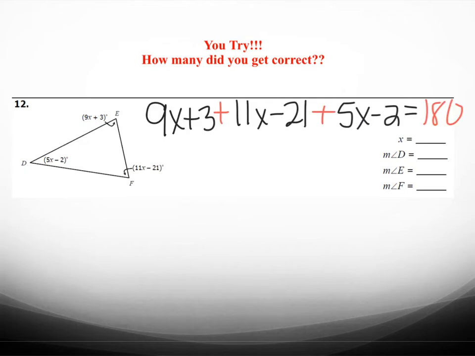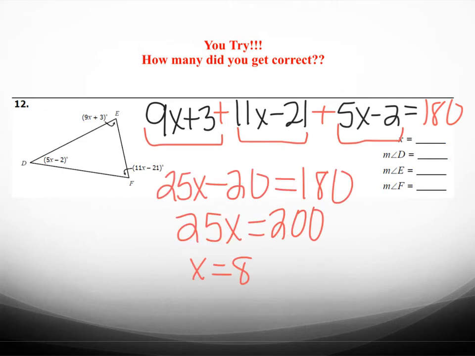So we start off by writing down each angle, and each angle here, take a look. This is one angle here, 9x plus 3. The other one is 11x minus 21, and the third one is 5x minus 2. What we're going to do is we're going to combine like terms, add our x's and our constants, and see what we can get to simplify this. Once we simplify and combine like terms, we get 25x is equal to 200. And then once we divide each side by 25, we get x is equal to 8. So hopefully that's what you got.